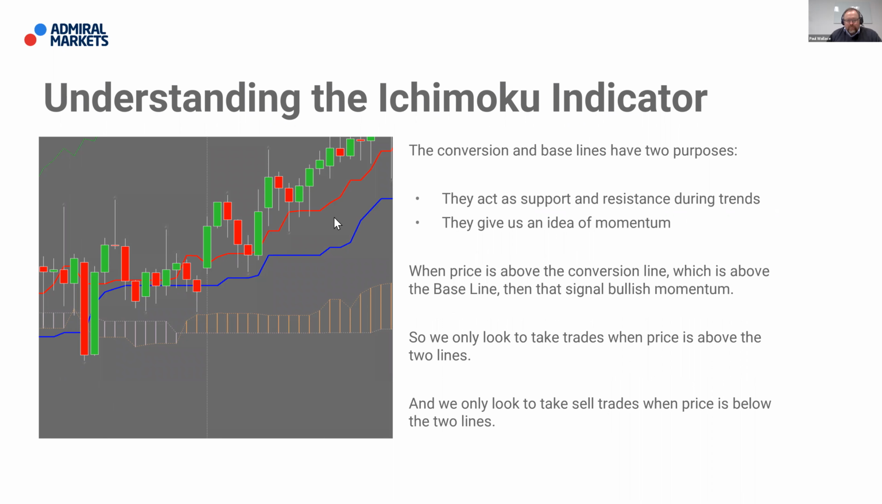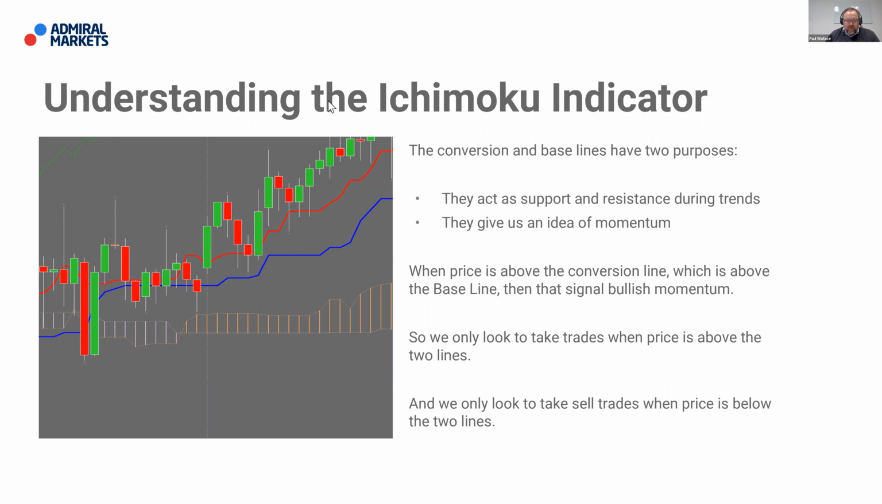So the conversion line and the baseline have two purposes. They can act as support and resistance during trends, and they also give us an idea of momentum, right? Which, if we're in a trend or looking to stay with the trend, becomes very important to us, okay? So when price is above the conversion line, which is also above the baseline, then that signals bullish momentum.